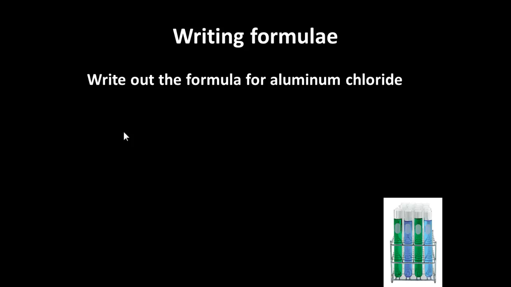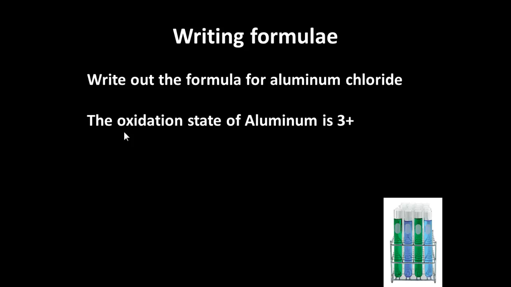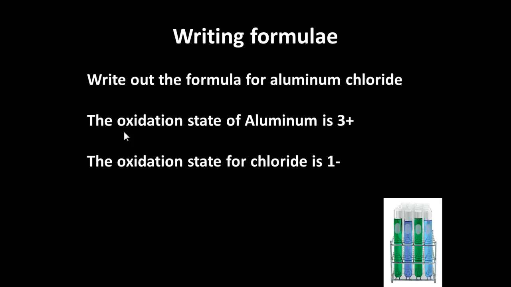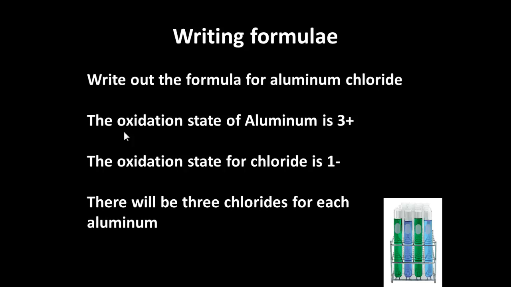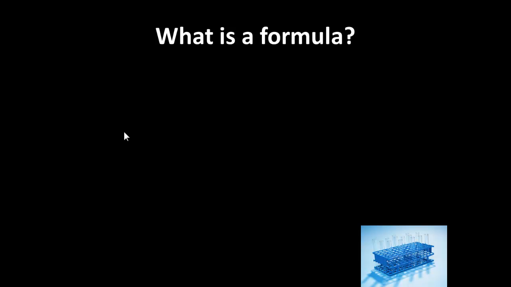So, knowing our oxidation states, we should be able to write out the formula. So let's try aluminium chloride. The oxidation state of aluminium is 3+, and the oxidation state of chloride is 1-. So how many minuses do we need to balance 3+? Well, we need 3, right? So we're going to have 3 chlorides for each aluminium. So the formula then becomes AlCl3.